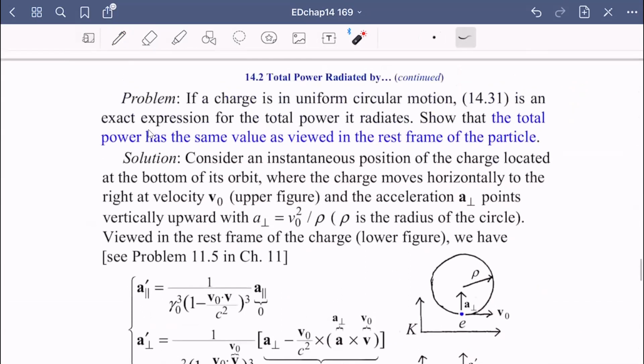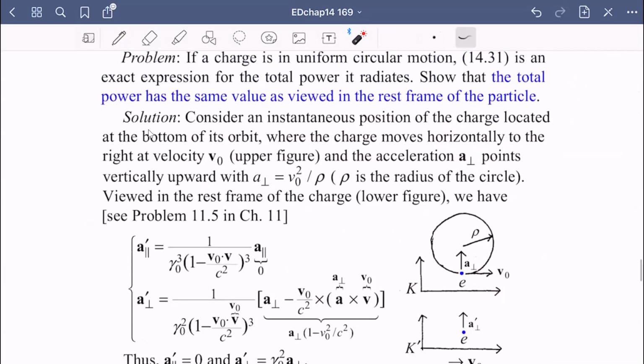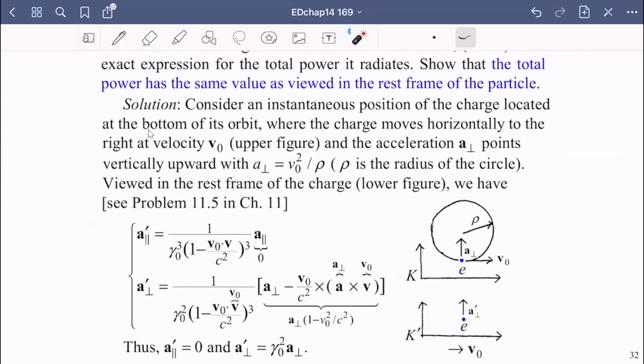Equation 14.31 is an exact expression for the total power radiated. Show that the total power has the same value as viewed in the rest frame of the particle. We just show that it should follow the Lorentz transformation. Okay, how to do that?